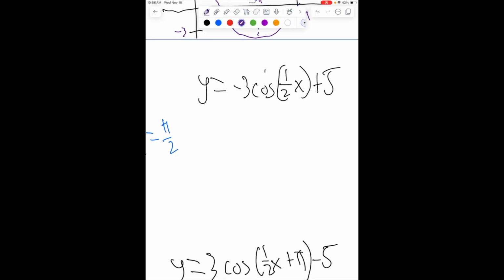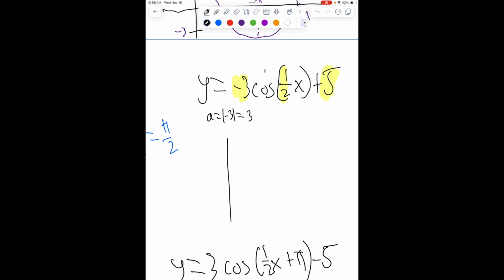Looking at y equals -3 cosine 1/2 x plus 5. Again, we are combining a lot of things here. Again, we've got an a value, we've got a b value, and we have a d value that's going to affect our graph. So again, I'm thinking, all right, cosine in general starts at the top and goes down. However, this is negative, so it's going to be inverted. I'm going to start at the bottom and go up. My amplitude is -3, so that's going to give me 3.